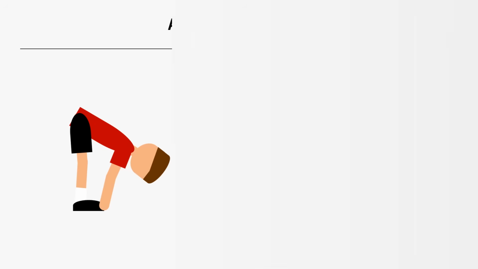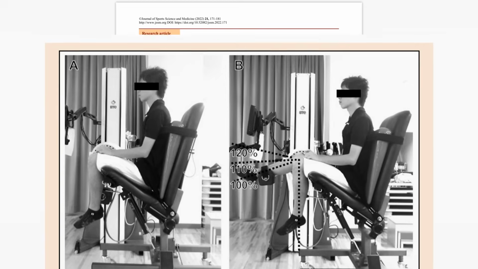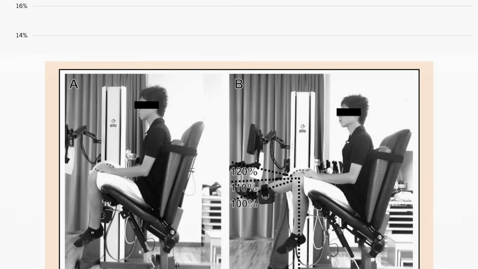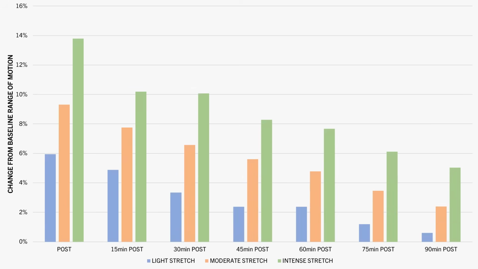For example, this study compared the effects of stretching with light, moderate, and high intensities for the hamstrings on knee extension range of motion. It was found that knee extension range of motion increased after all protocols, with the greatest benefits observed with the high-intensity stretching. However, flexibility improvements gradually diminished over a 90-minute time frame, with only the high-intensity stretching showing significantly increased range of motion after this time frame.